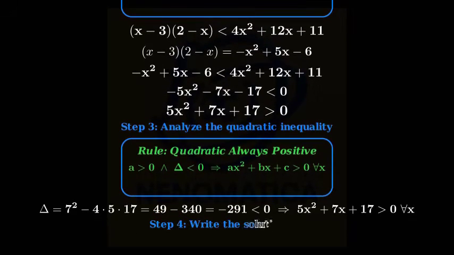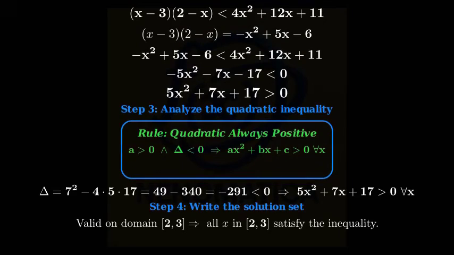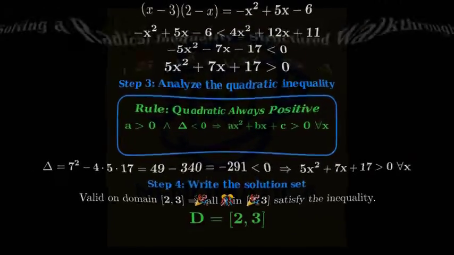Step 4. Write the solution set. Because the inequality holds for all real numbers, the only restriction comes from the domain, which is the closed interval from 2 to 3. Thus, the solution set equals [2, 3].